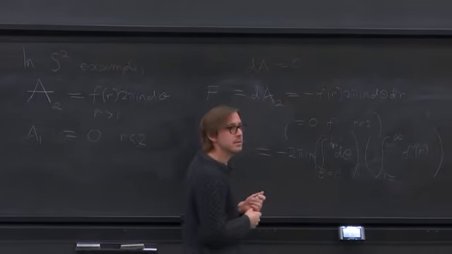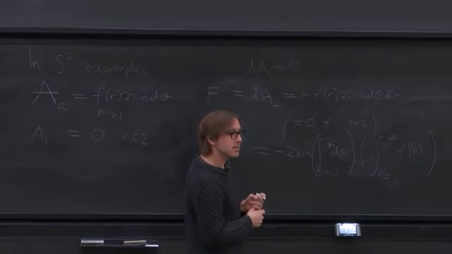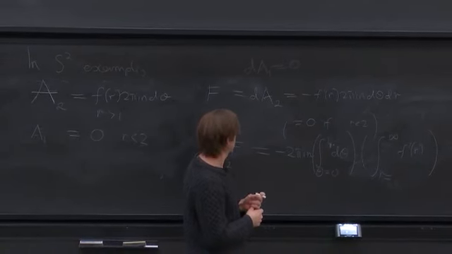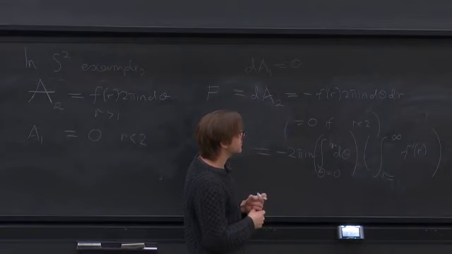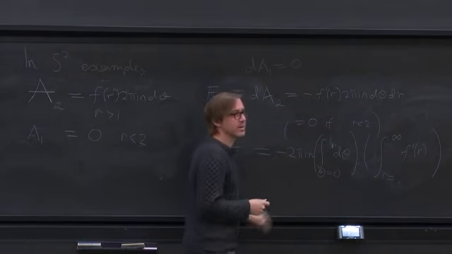What's that? Sorry, what? The upper limit of theta is pi or 2 pi? No, I chose theta to have period 1, right? Because I had the gauge transformation to be e to the 2 pi i n theta. You wouldn't get a pi squared here. Yes.